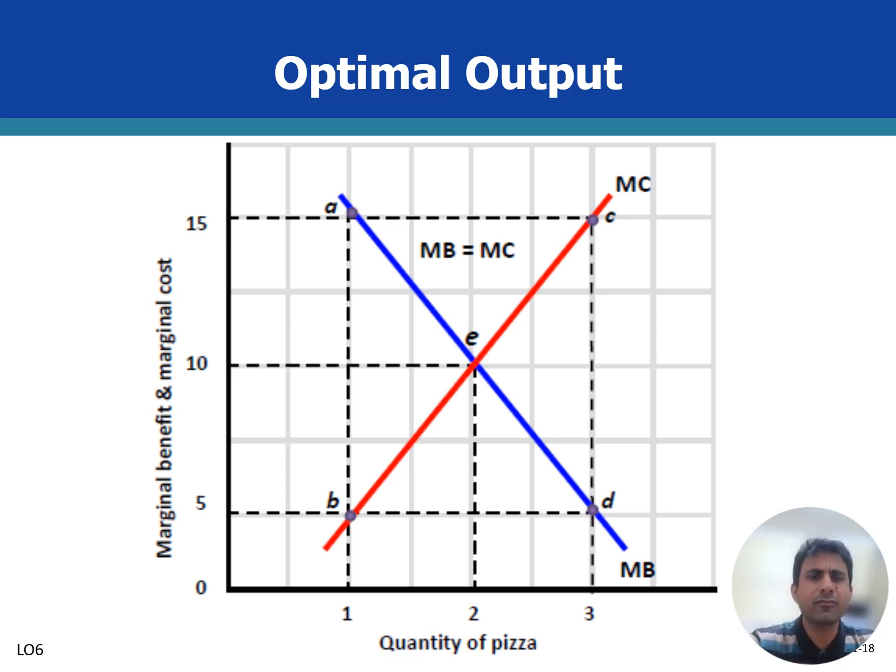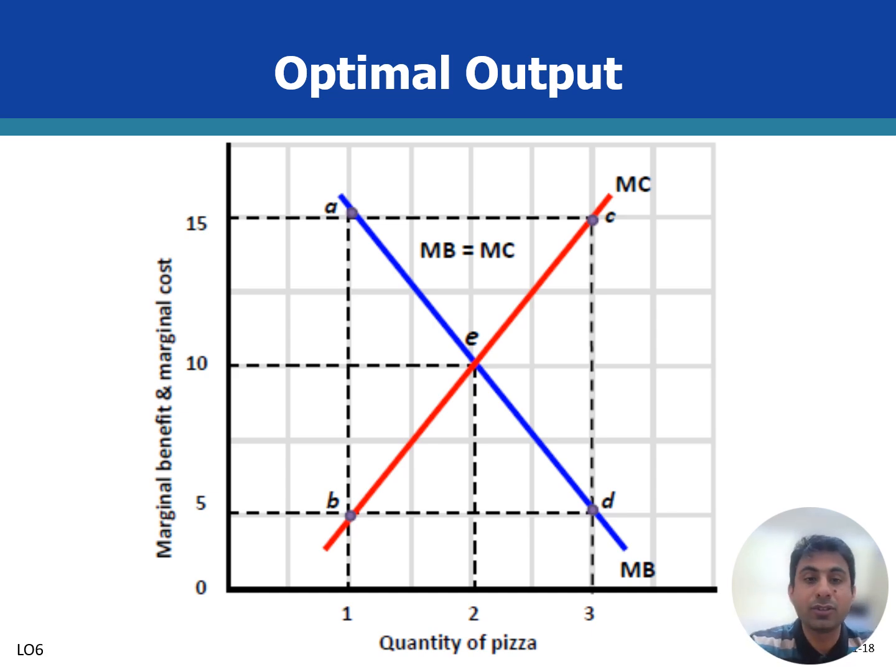For example, suppose producing the first pizza generates $15 in revenue, that's the marginal benefit. But the marginal cost of producing the first pizza is $5. So the net benefit, marginal benefit minus marginal cost, is $10. That suggests it is beneficial to produce more pizzas. However, if we produce another pizza, let's suppose the third pizza, it only yields $5 in revenue, but the cost is $15. So the net benefit is negative. It's a loss. That suggests it would be inefficient to produce that pizza.